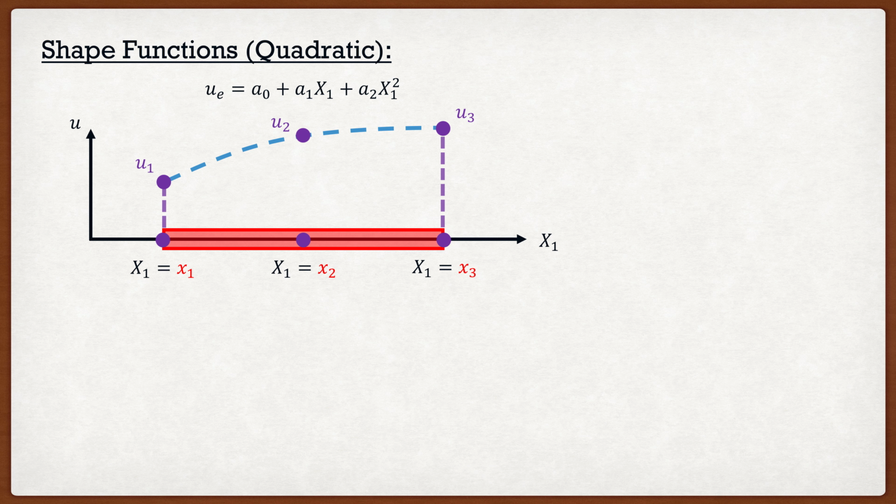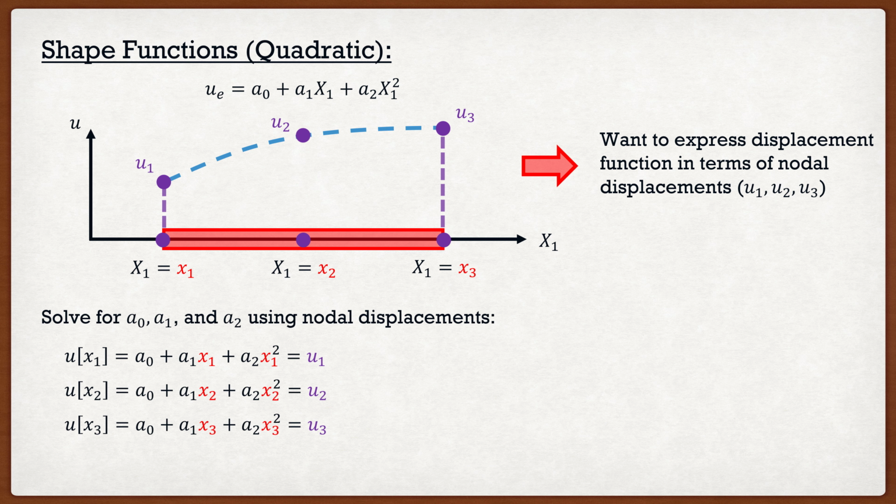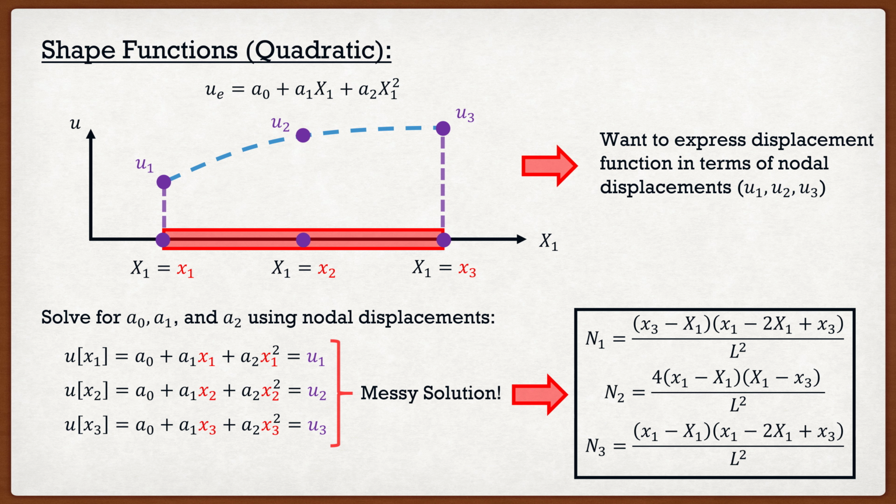Right now, we have an equation in terms of a0, a1, and a2, but we don't want that. We want it in terms of our nodal displacements, u1, u2, and u3. So again, just like before. How do we do this? Well, we're going to solve for a0, a1, and a2 using those nodal displacements. So again, exact same process as before, only this time the solution gets a little bit messier. However, using some computer assistance, we can figure out what our three shape functions are.